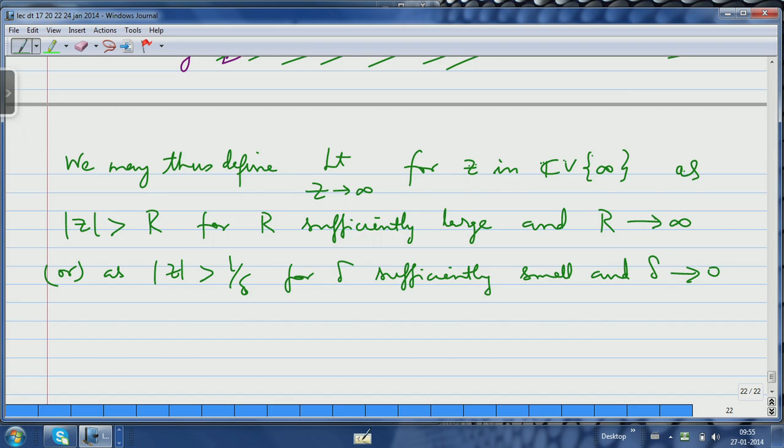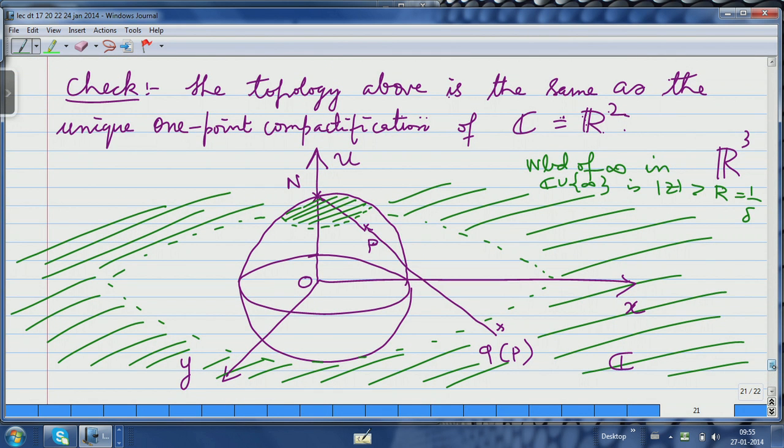Now, let me go back to something that I completely forgot, which I said I would do and I didn't. It's about this check here. This check was that the topology that you put on the extended complex plane so that the stereographic projection is a homeomorphism is the same topology that you would give to the one-point compactification. That's correct because in the one-point compactification, the open sets are the usual open sets of the space, plus the complements of compact subsets of the space with the point at infinity added.